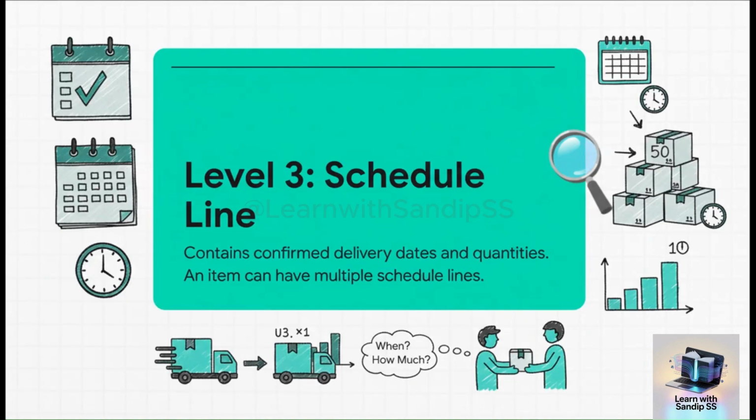And finally, at the most detailed level, each of those items has 1 or more scheduled lines. This is where we get super specific. It details exactly when a certain amount will be delivered. So for example, if an order for 100 widgets is being split into 2 shipments, you'd see 2 separate scheduled lines. This is the real confirmed delivery plan.